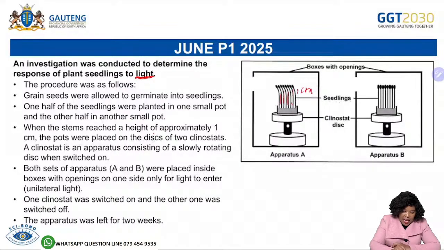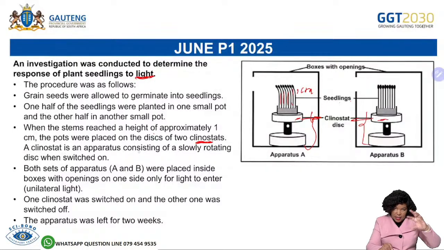The pots were placed on the discs of 2 clinostats. You've just learned what a clinostat is. So here in our case, this is our clinostat. Half was placed on one clinostat and the other half on another clinostat, on the discs. These are the discs of the clinostats. A clinostat is an apparatus consisting of a slowly rotating disc when switched on. That is just a background to explain what a clinostat is.